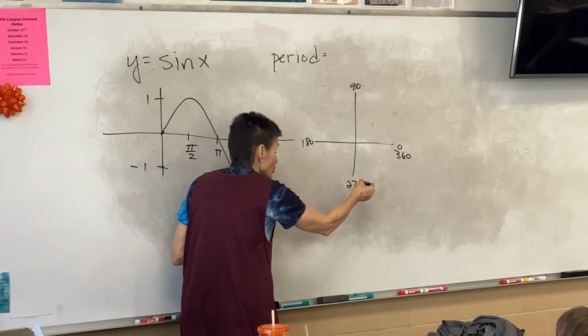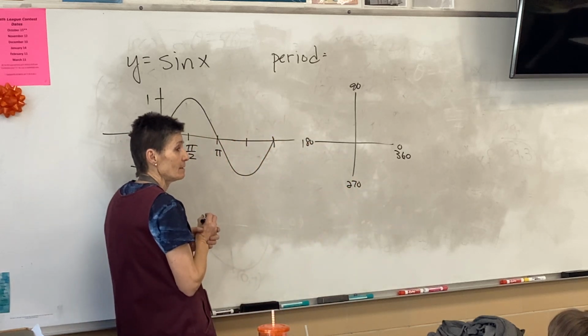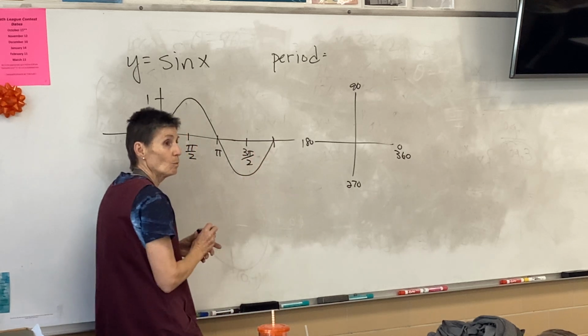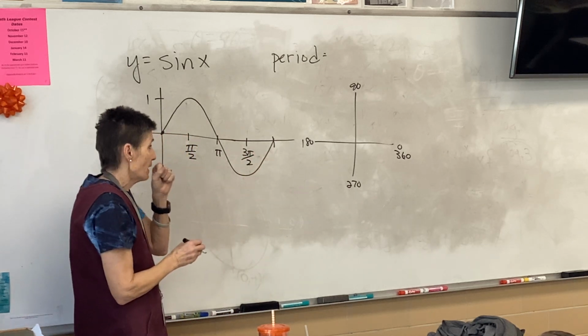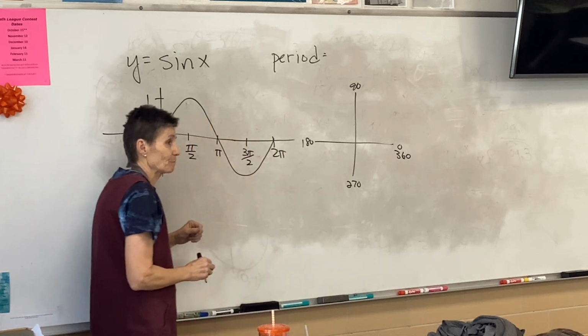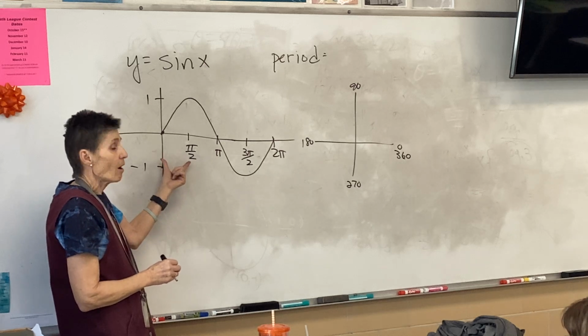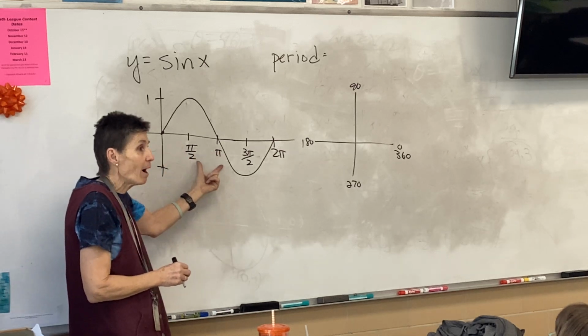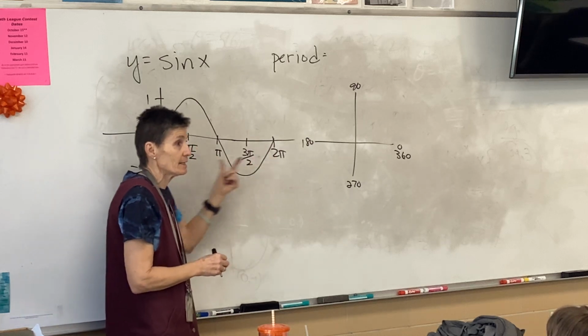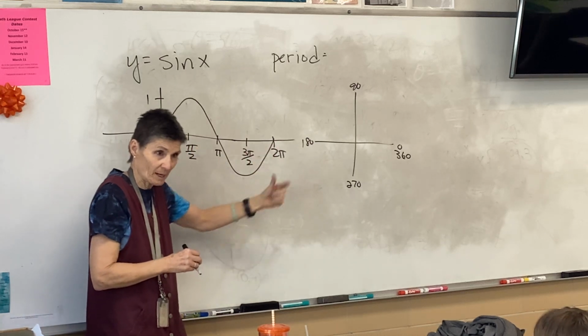And then the next chunk goes to 270. Pi, 3 pi over 2, 3 pi over 2, 1.5 pi's. And the last chunk, 2 pi. So these are half pi sections. 90, 90, 90, 90, half pi, half pi, half pi, half pi.